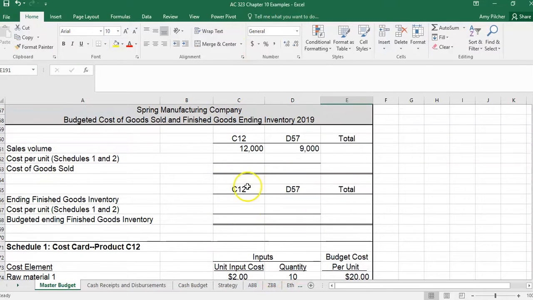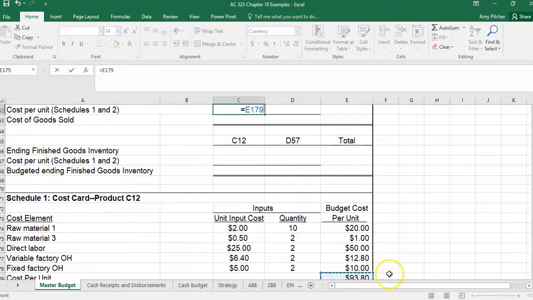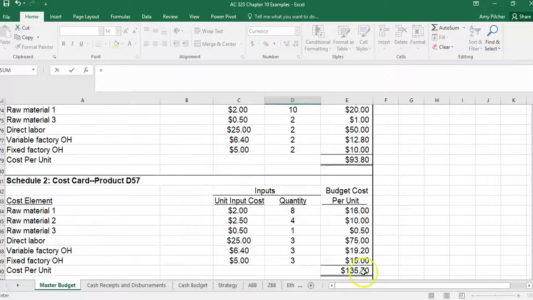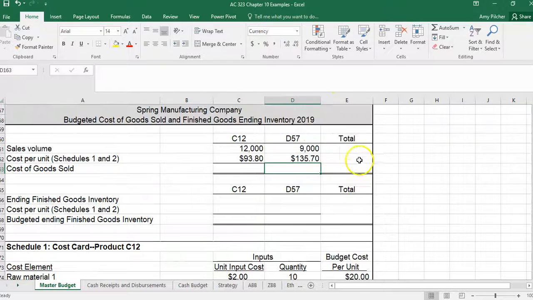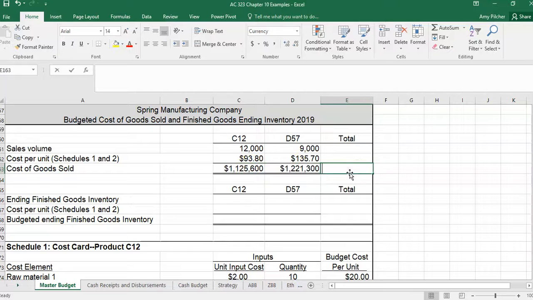So our cost of goods sold, cost per unit, $93.80 for C12 and $135.70 for D57. Take the number of units times the cost per unit, and that gives us our total cost of goods sold.